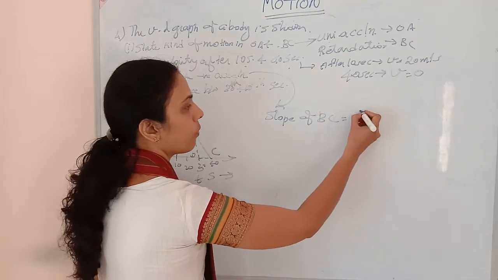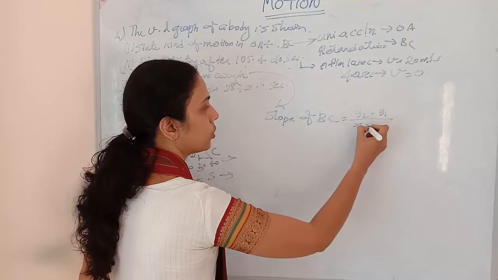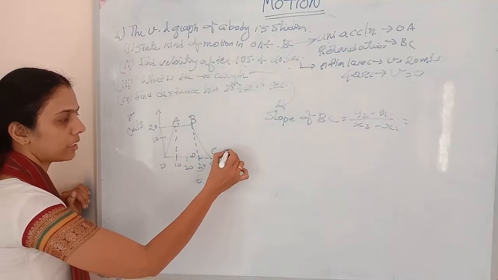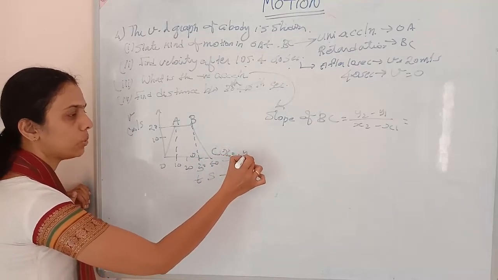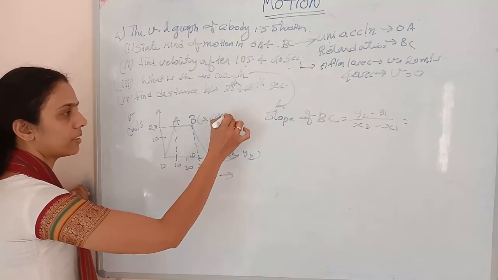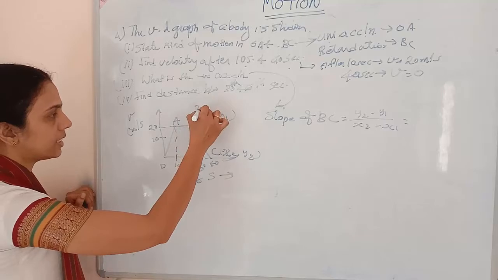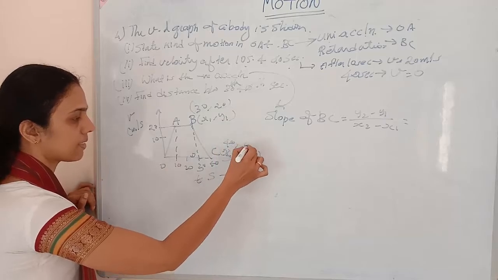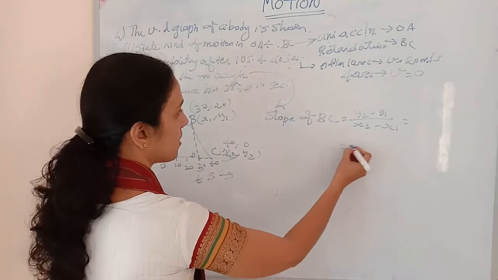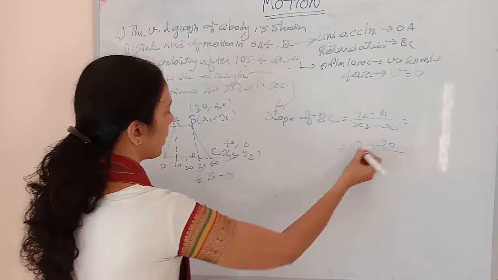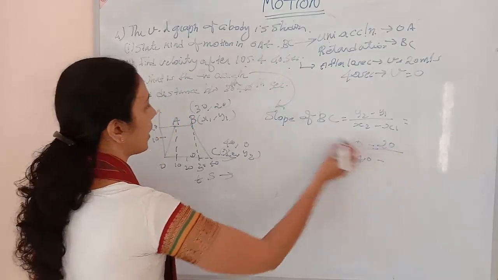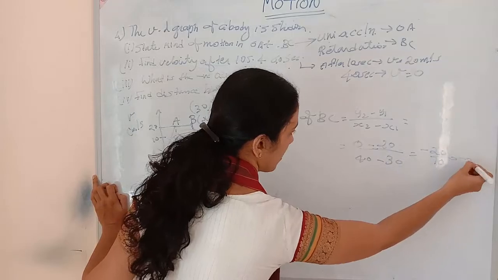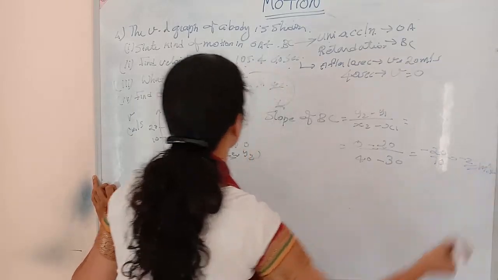So that is equal to y2 minus y1 divided by x2 minus x1. So what is y2 here? This is x1, y1, and this is x2, y2. So here this point we can write as 30, 20, and here this point as 40, 0. Isn't it? So y2 is 0 minus 20 divided by x2 is 40 minus 30. So we will get minus 20 divided by 10. So it is minus 2 meter per second square.